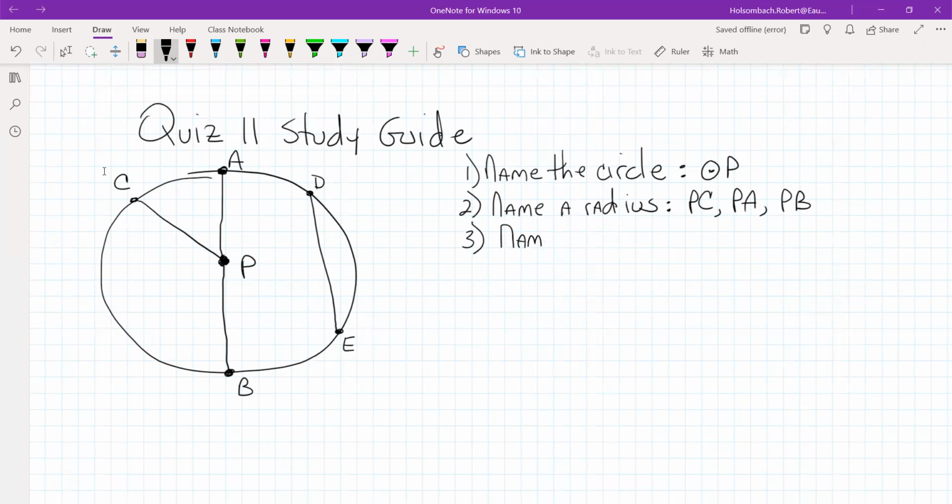Number 3, name a chord. A chord is a segment with endpoints on the circle. So the obvious chord is DE. There's also another chord, which is AB. Number 4 wants you to name a diameter. Remember that a diameter is a chord, a segment with endpoints on the circle that goes through the center. So the diameter for this circle is AB.